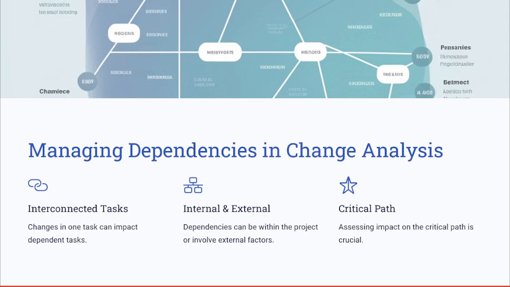when you have identified the activity list or the network diagram, which shows all of the activities that are going to be implemented during the project. So you need to assess the dependency on one task in case you have made a change on one task. You need to assess what would be the impact on the other dependent tasks. Dependencies can be internal within the project or external, for example, the vendor or regulations.